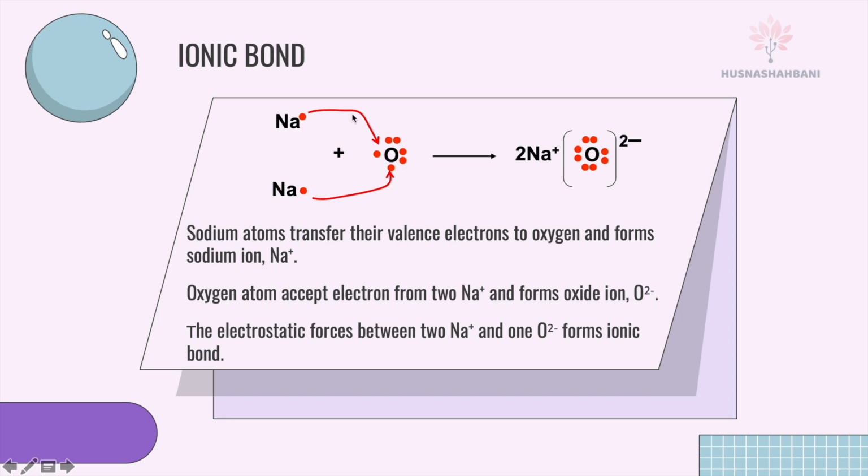So this oxygen needs 2 sodium atoms to get 2 valence electrons. So 2 Na+ will combine with 1 O2- ion by electrostatic force, and this is ionic bond. Oxygen accepts electrons from 2 Na+ and forms oxide ion. The electrostatic forces between 2 Na+ and 1 O2- form ionic bond.